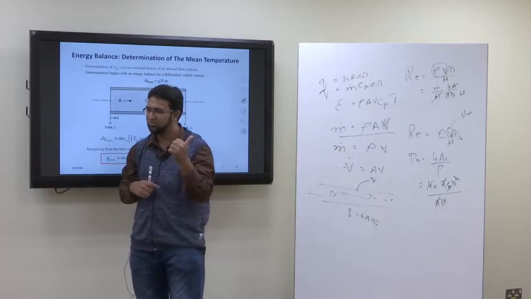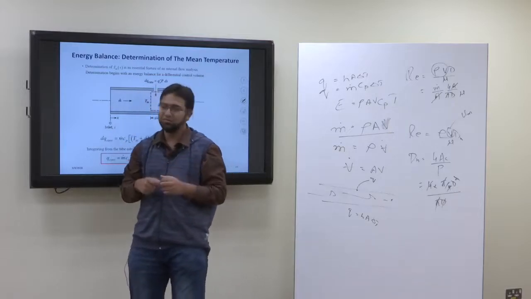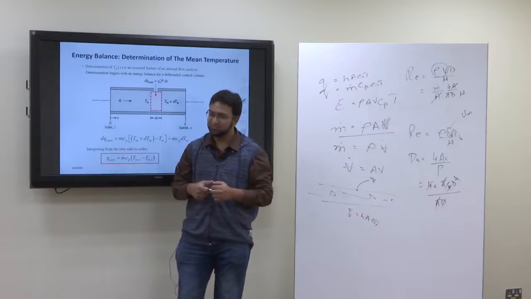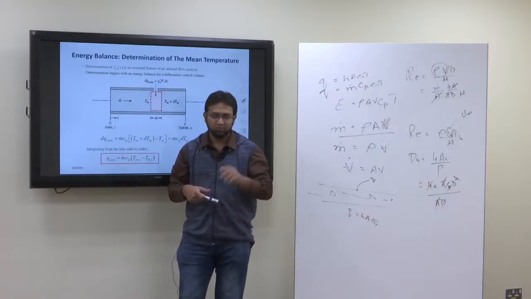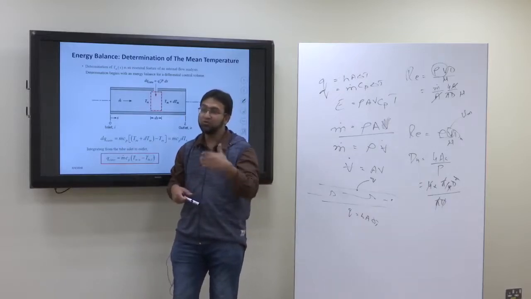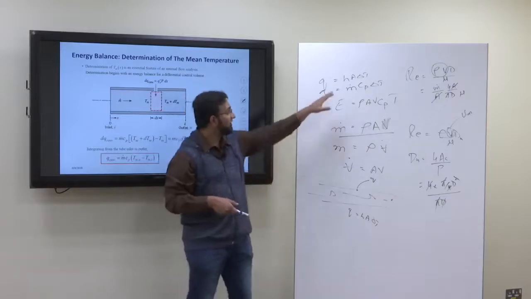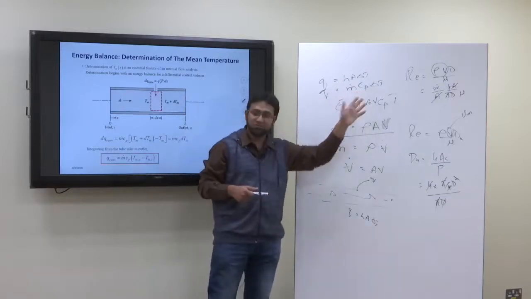For thermodynamics? Not here. Convection and radiation, yes, and yes, everything. Do you understand this concept? Because we are going to be using this a lot. So that means hA delta T is equal to m dot Cp delta T.